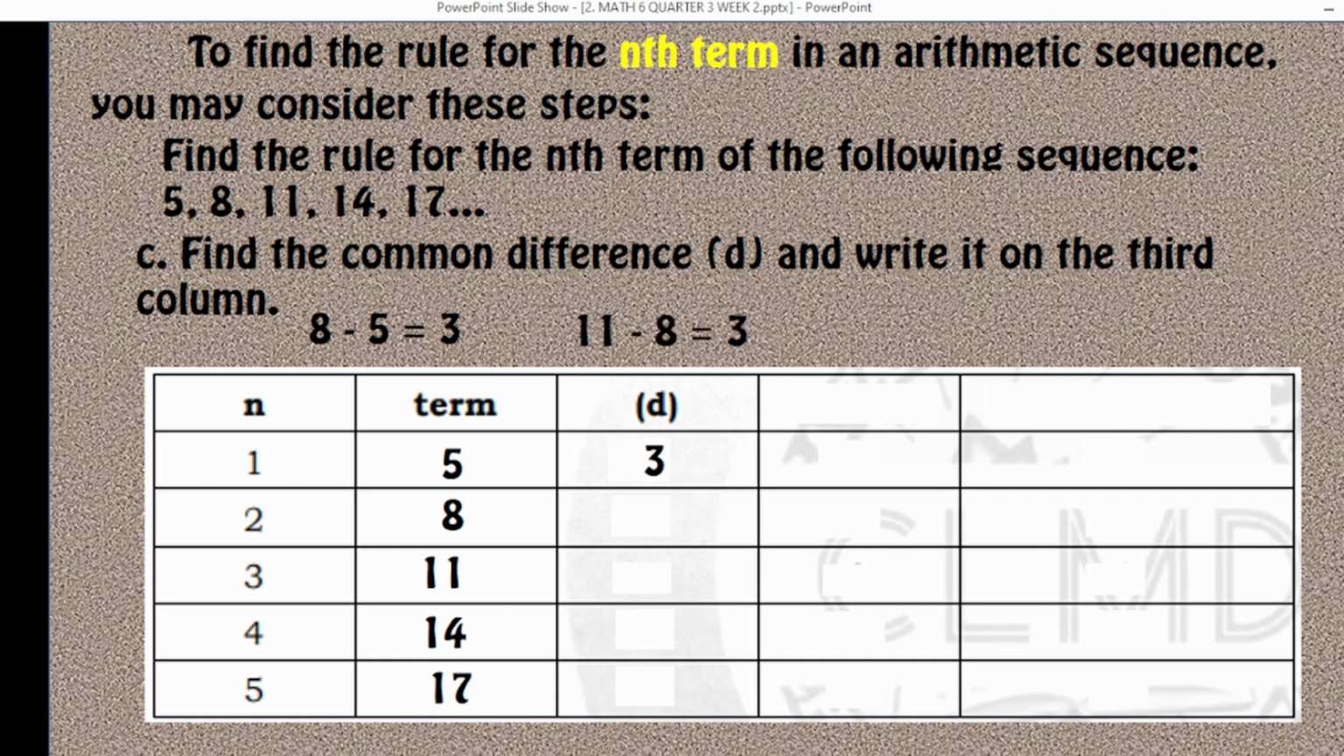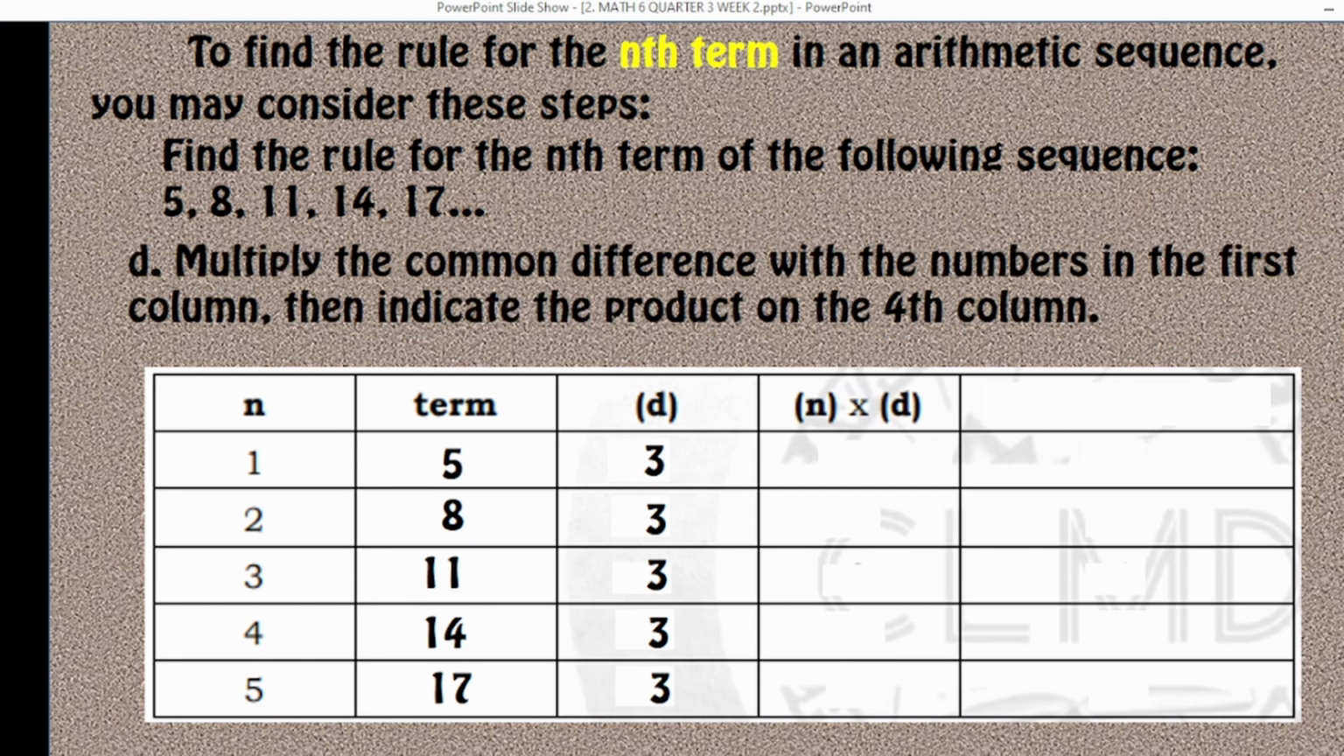Doon natin ilalagay. And then, 11 minus 8, doon din yan galing, equals 3. So, 3 din ang common difference. Number 14 minus 11 is equal to 3. And 17 minus 14 is equal to 3. So, ilalagay na rin natin doon ay 3. So, ang common difference ay number 3. Yan ay makikita sa ikatlong column.